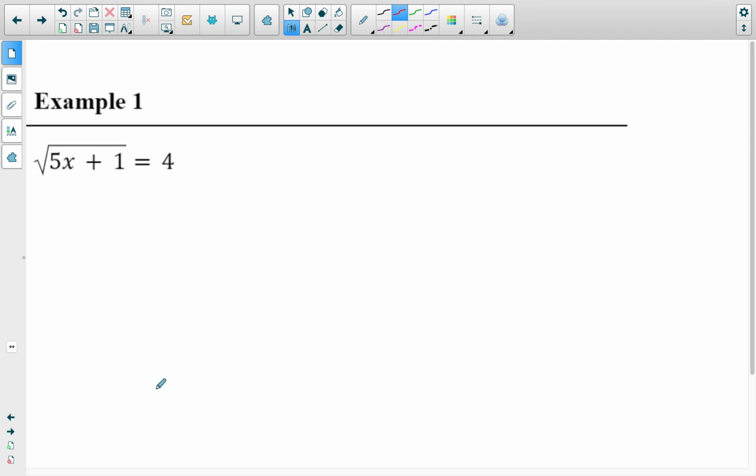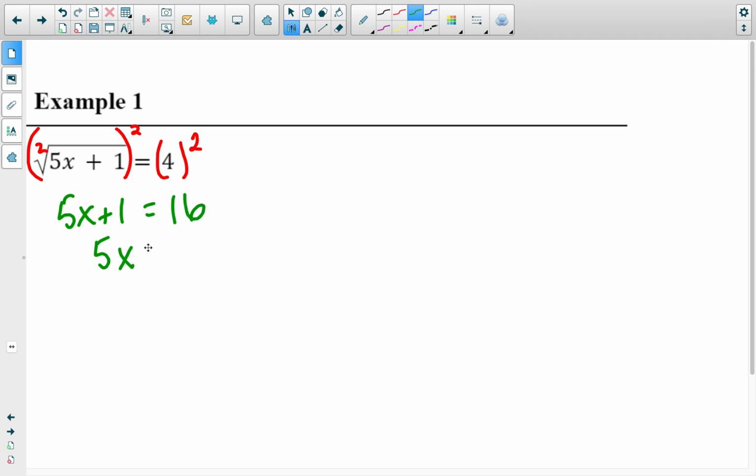All right, so example 1, the square root of 5x plus 1 equals 4. Our index right here is 2. So what we want to do is raise each side to a power that matches that 2. So we want to square both sides, and we end up with 5x plus 1 equals 16. And now we just have a simple linear equation, right? Meaning that x should equal 3.